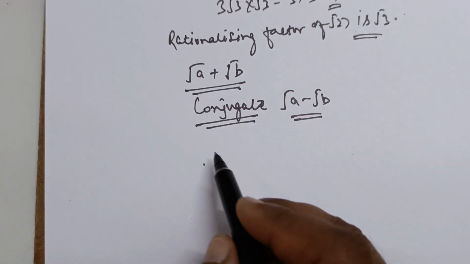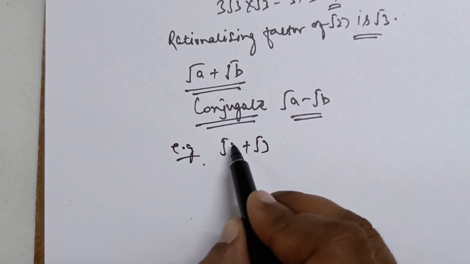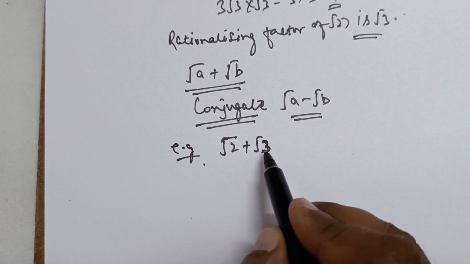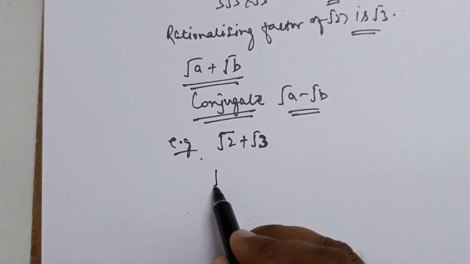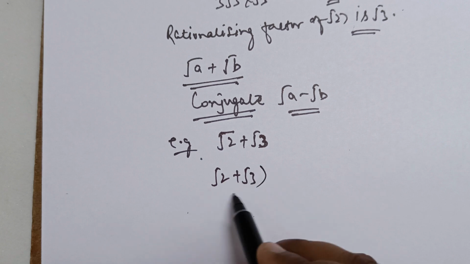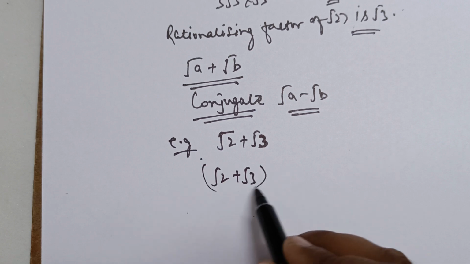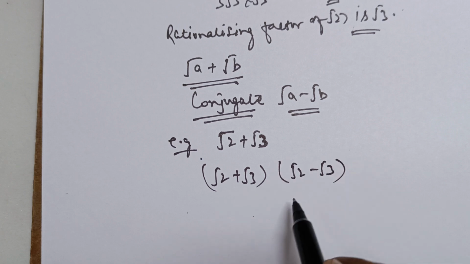So let's take an example. For example, suppose we have root 2 plus root 3. In order to make it a rational number, how to rationalize this? We need to multiply it by its rationalizing factor. And what's the rationalizing factor of it? Its conjugate. What is the conjugate of root 2 plus root 3? It is root 2 minus root 3.